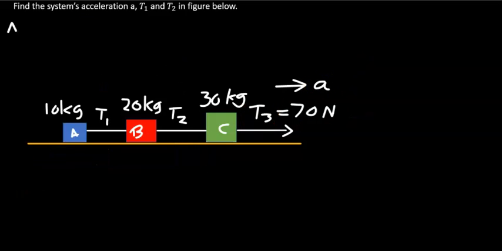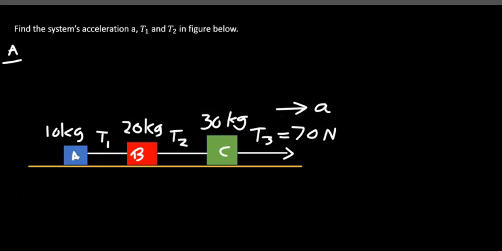Let's begin with the free body diagram for object A. The forces that act on object A, the obvious one is the weight, and then you have this normal force from the floor on object A, let's call it N sub A, and then you have this tension T1 that's going to the right. There is no friction, and you must also label the acceleration, which is a.